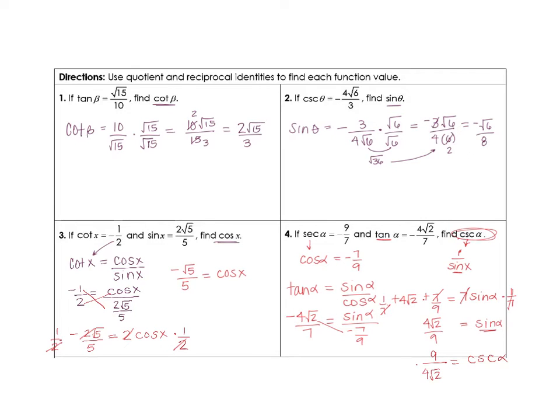And so now we have to rationalize, multiply top and bottom by the square root of 2. And so in the numerator, we have 9 times the square root of 2 over 4 times the square root of 4, which is 2. So we're going to have 9 times the square root of 2 all over 8.